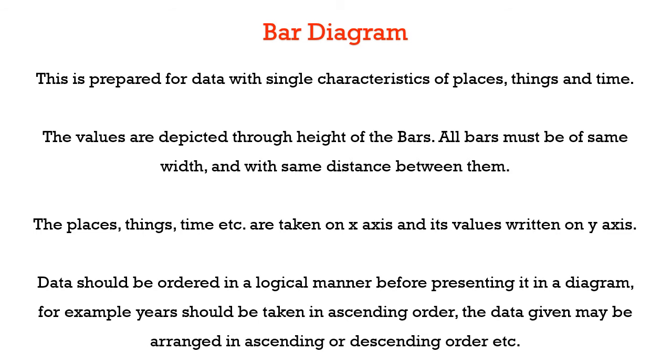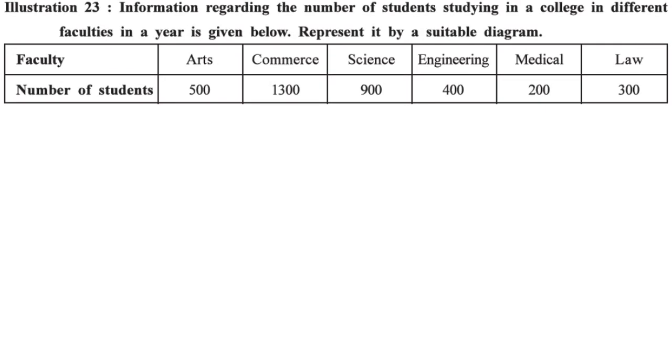Let us start with an example so that we can understand it better. We will start with illustration 23. We have the information of the number of students studying in different faculties of a college in a year. Right now, we just have one variable here, that is the number of students. We have to represent it using a diagram. As you can see, the faculties arts, commerce, science, engineering, medical, law are given. The number of students is different for each faculty.